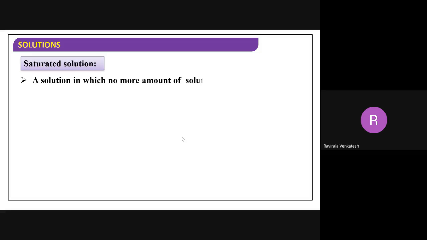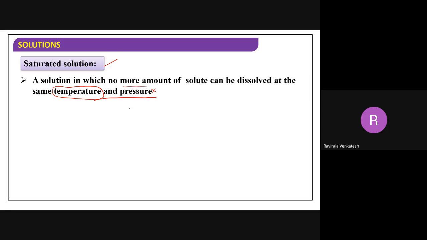What is a saturated solution? A solution in which no more solute can be dissolved at the same temperature. But if you increase the temperature, further solubility can take place. Without changing the temperature and pressure, no more solute can be dissolved. Generally the pressure effect is not there, or only a slight effect. That can be called a saturated solution.